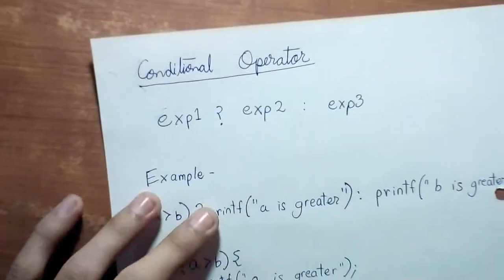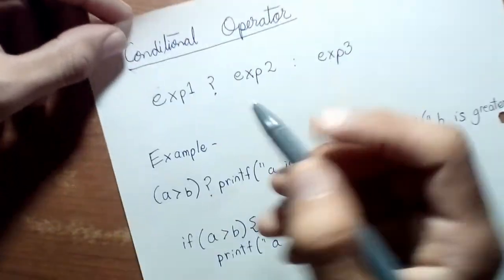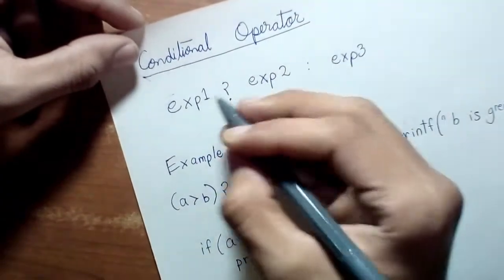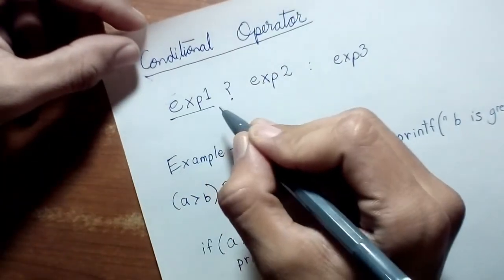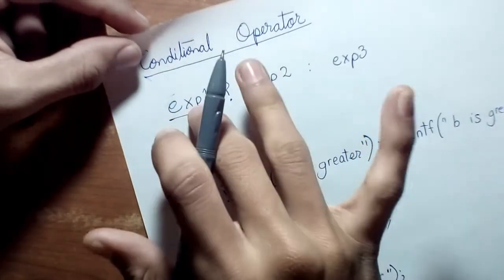Now we'll discuss the conditional operator. This operator is like a condensed form of the if else statement. Here this is the general structure. First we have an expression. It is an expression in the same way as we use in if statements.